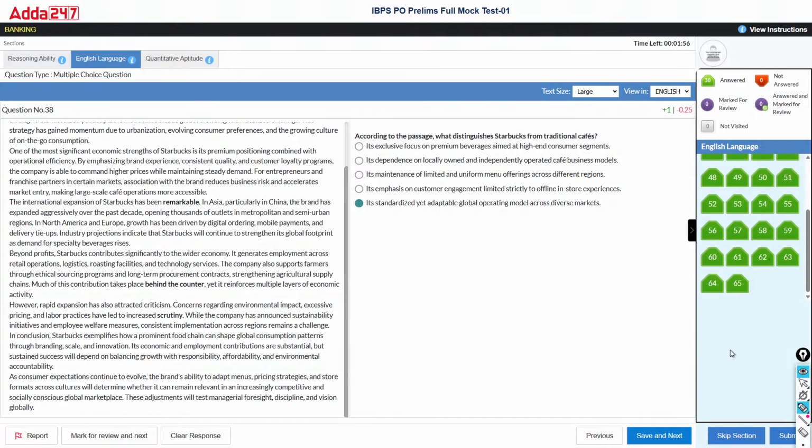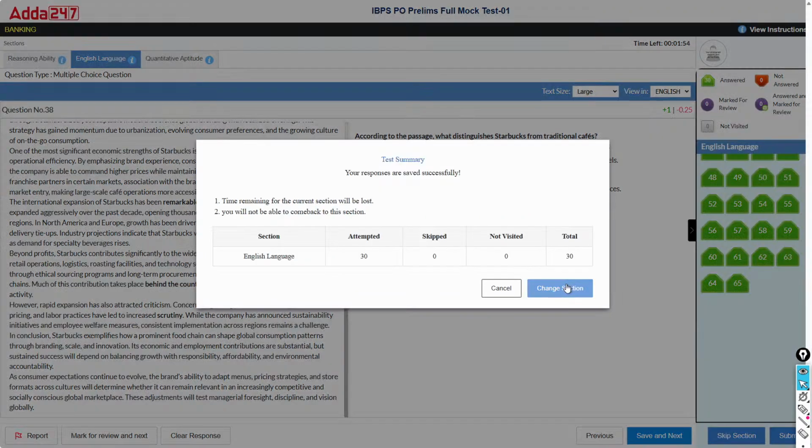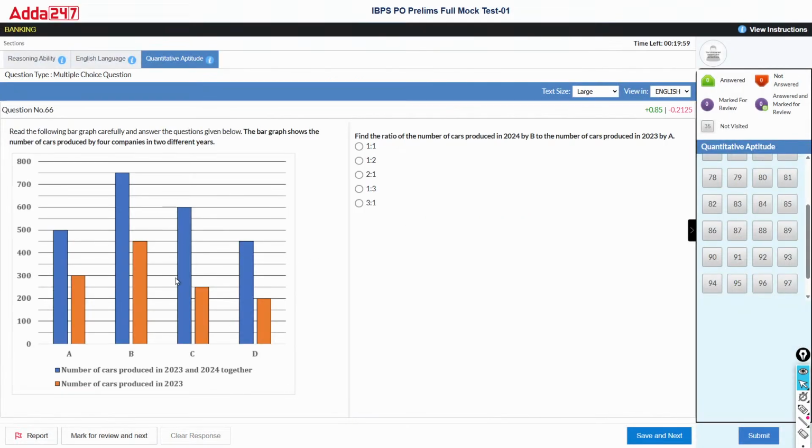Now to the quant section. Okay. Find the ratio of the cars produced in 2024 by B, right? So 550 and 750, 200 to the cars produced by A, 300, 2 is to 3. No option. So 750 is 450, so 1 is to 1.